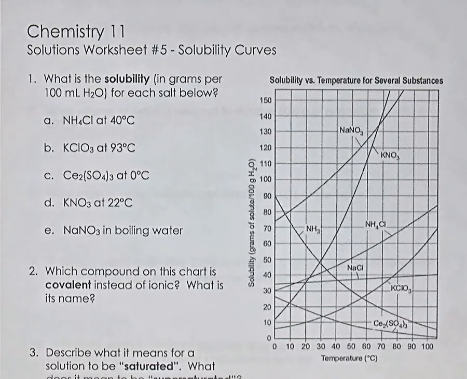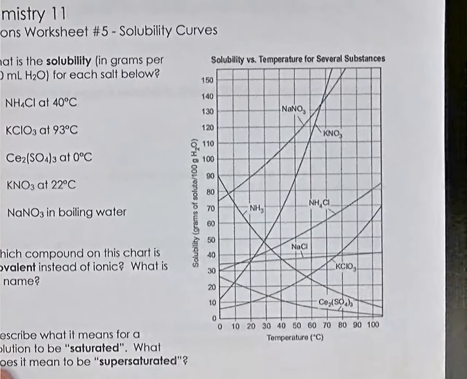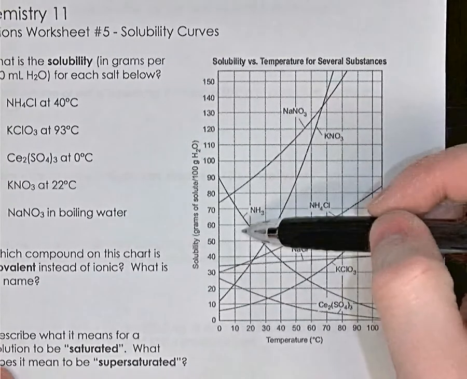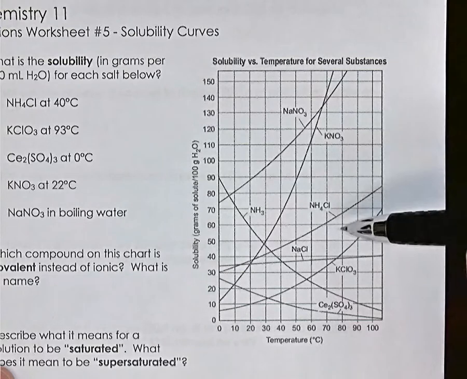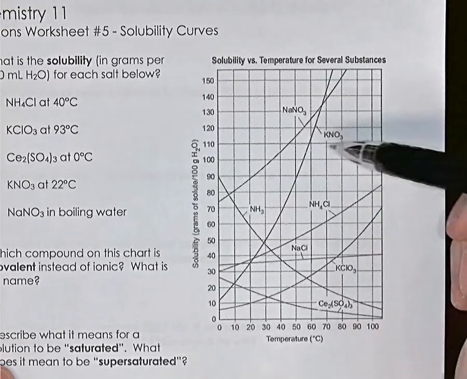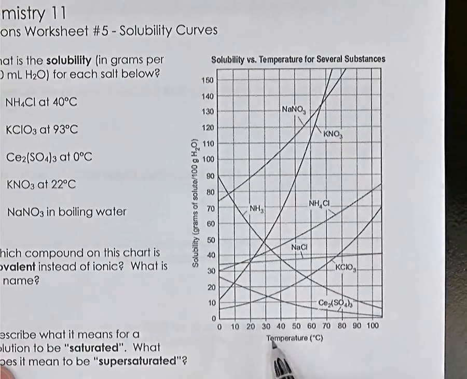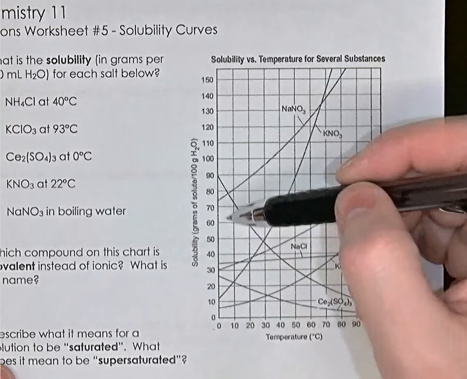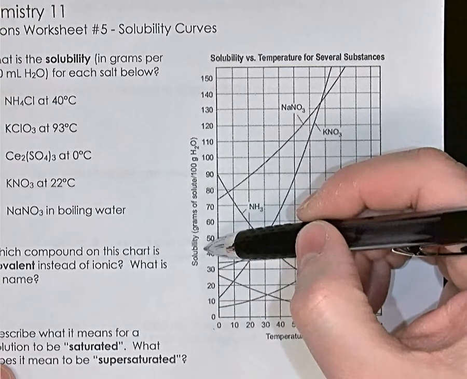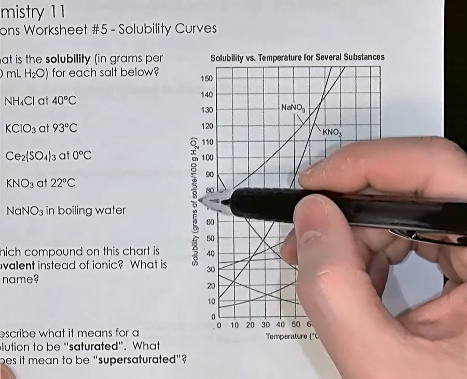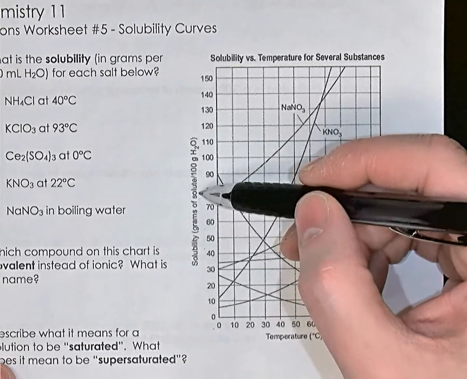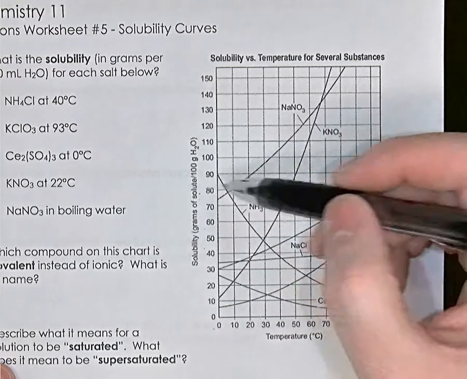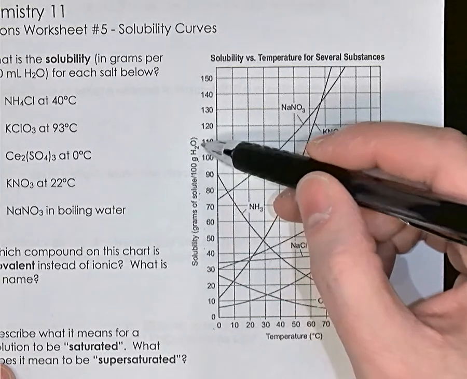So a solubility curve is just a graph that shows you how the solubility of different substances is affected by temperature. On the x-axis we have temperature from 0 degrees Celsius up to 100 degrees Celsius. On the y-axis we have solubility, and it says here grams of solute, so the grams of each chemical, per 100 grams of water.